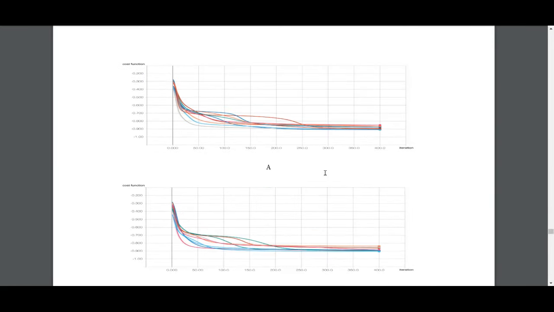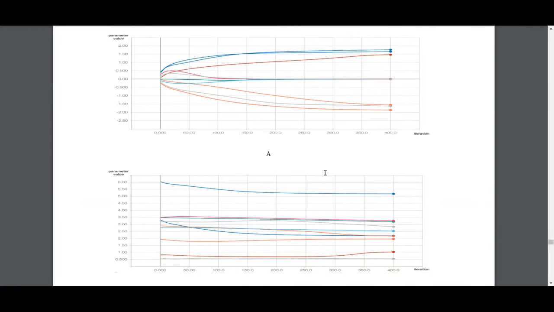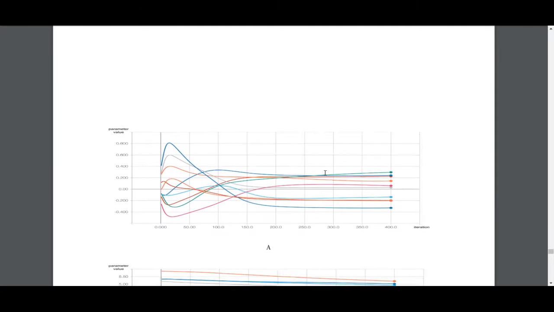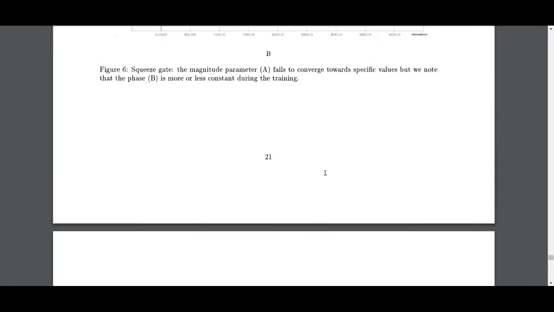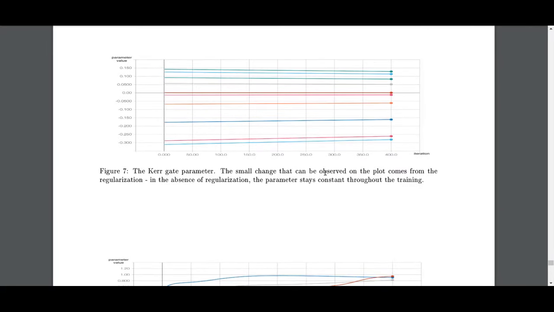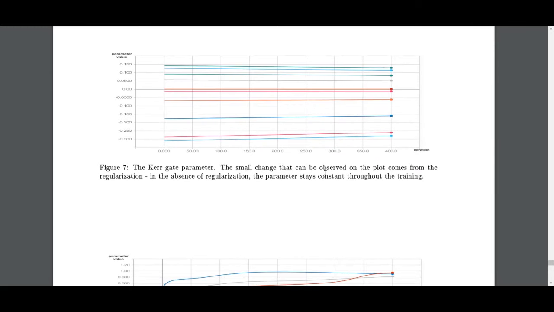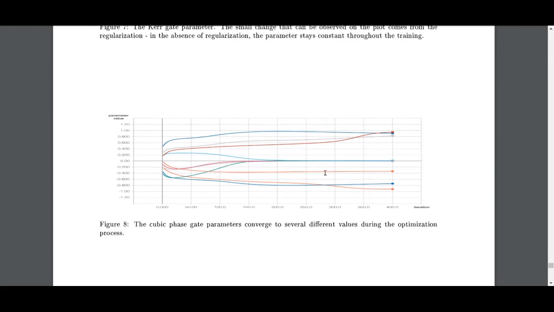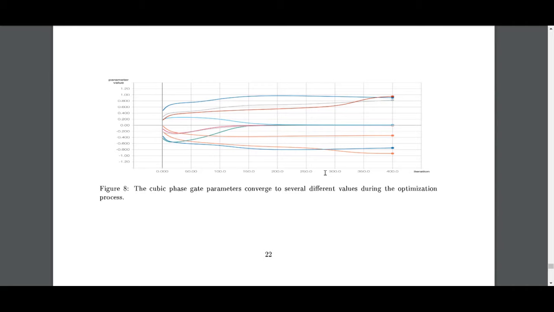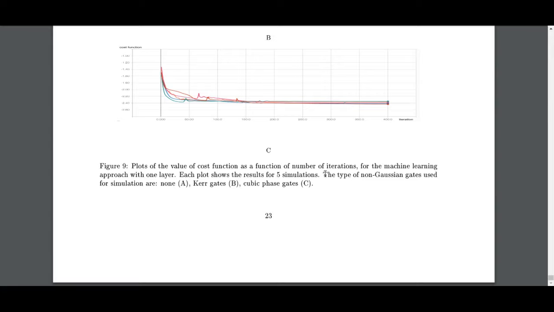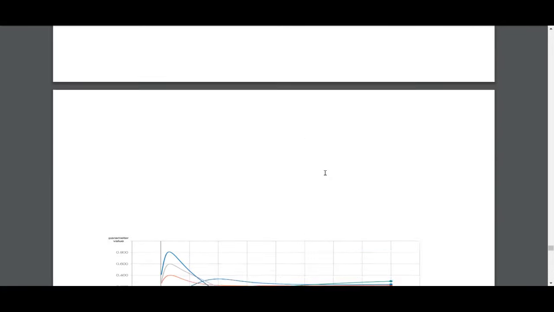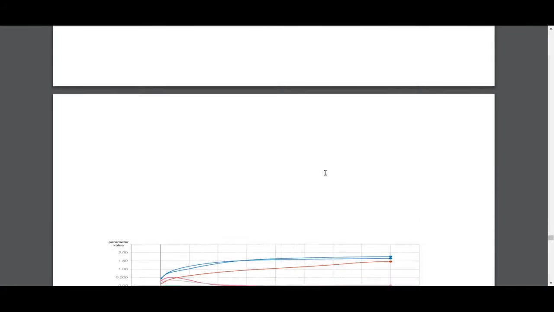Okay. Oh, what is all this? The plots of loss function. Parameter value. Cubic phase gate parameters converge. Okay, this is actually stuff that, so that was it about the introduction.